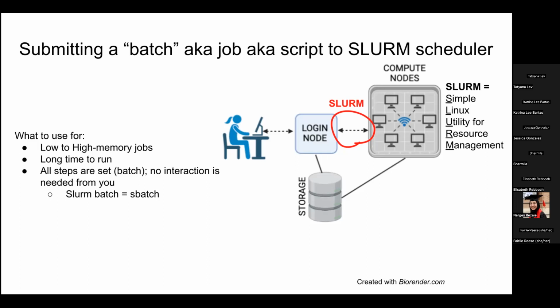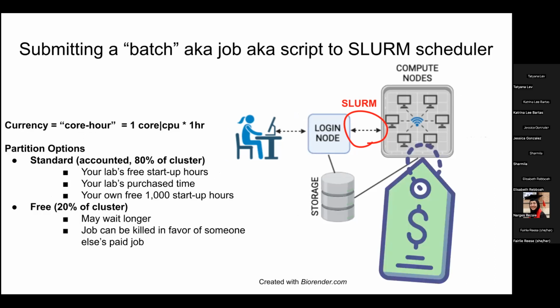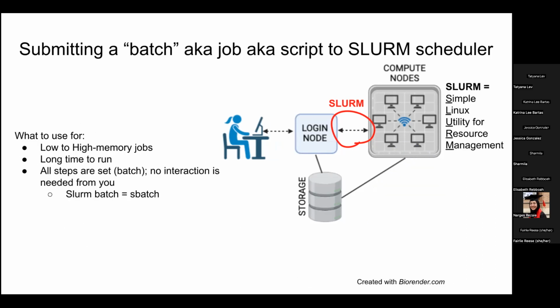Importantly, all the steps need to be set. That's why it's called a batch, because all the steps are batched together and no interaction is needed from you. It has a weird name called SBatch, but it stands for just a Slurm batch. And Slurm, also a weird word, stands for Simple Linux Utility for Resource Management. So this is basically the scheduler at HPC that decides, depending on how many resources you ask for and what your priority is, to schedule your job to be done.